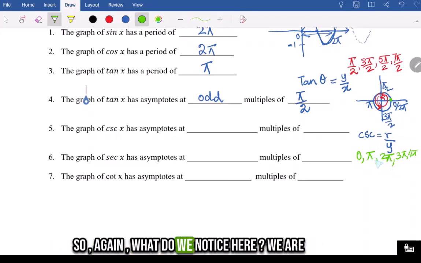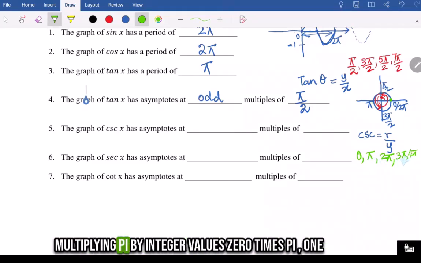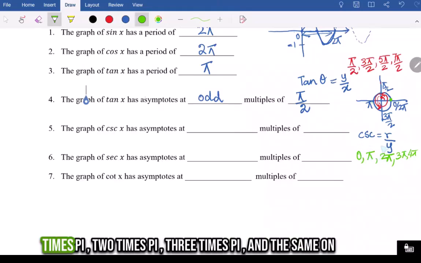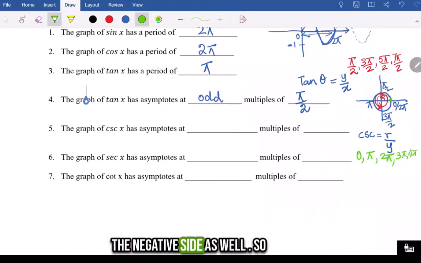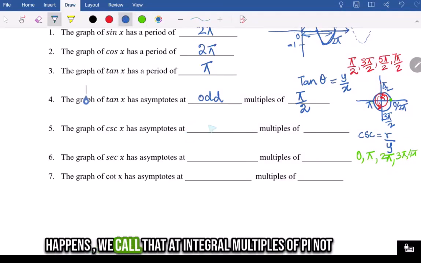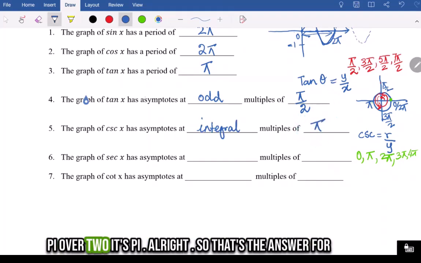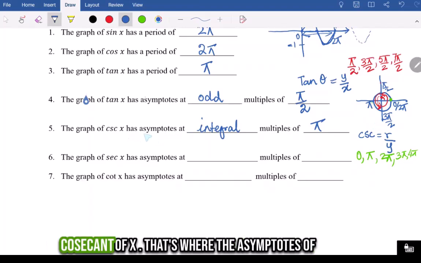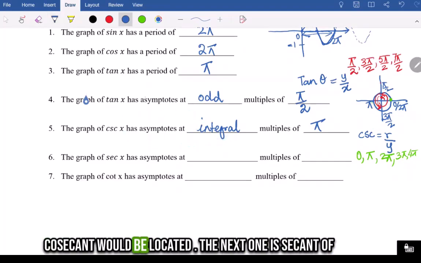So again, what do we notice here? We are multiplying pi by integer values: 0 times pi, 1 times pi, 2 times pi, 3 times pi, and the same on the negative side as well. So pi is being multiplied by integers. When that happens, we call that integral multiples of pi. Not pi over 2, it's pi. All right? So that's the answer for cosecant of x. That's where the asymptotes of cosecant would be located.